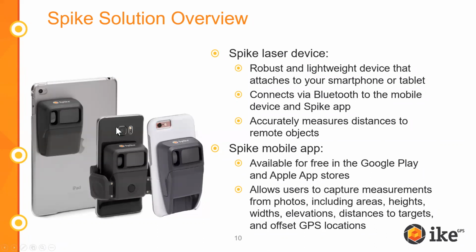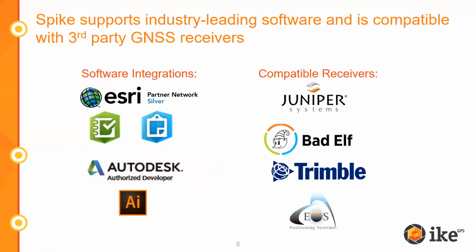So now once we have the mobile device, we have that down. We have a Spike mobile app, comes in 16 different languages. It is available for free in the Google Play and Apple app stores. So you just go ahead and download that like you would Angry Birds, Candy Crush, whatever your favorite is, and then you have everything that you need to be able to measure on your mobile device using the Spike app and solution. And from that, we allow you to be able to capture measurements from photos, including areas, heights, widths, elevations, distance to target, GPS locations, on and on.